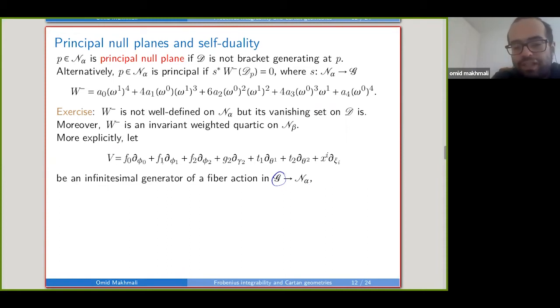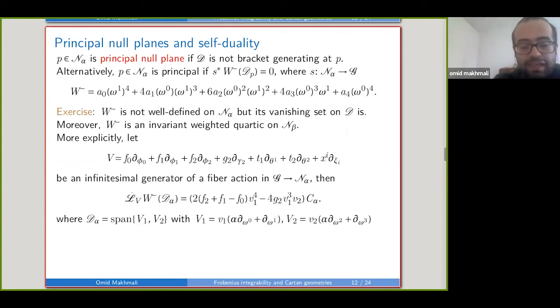So an infinitesimal generator is written this way, right? And this is an infinitesimal generator of the fiber action. And one checks that the Lie derivative of this quartic along V satisfies this relation when evaluated at the tautological distribution at a point on the twistor bundle. So in particular, alpha is given this way, for we're working at the point that corresponds to parameter alpha on the bundle of alpha planes. So you can see that if this is zero, then this vanishing set is well defined.